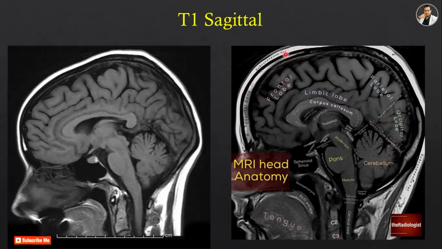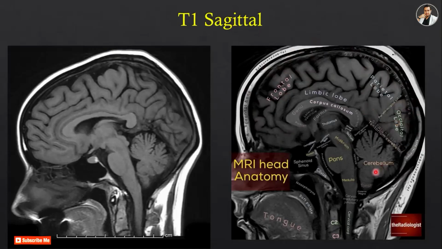The lower part is the white part. The lower part is the skull. Below the skull is the brain. This is the frontal lobe. The upper part of the brain is the frontal lobe.